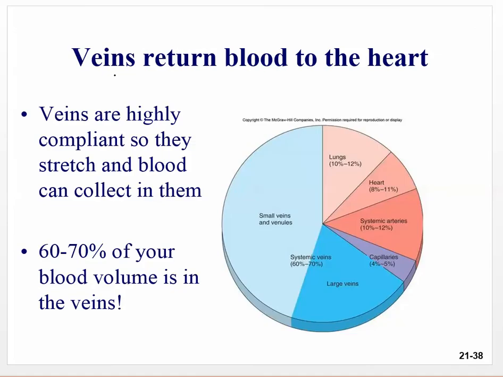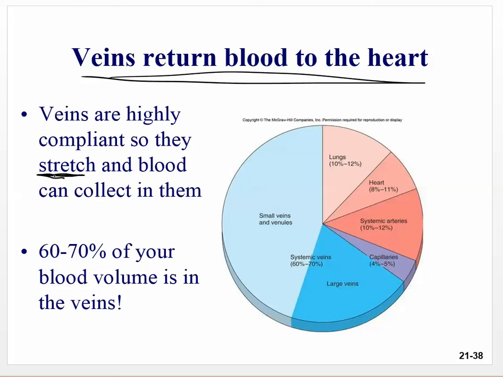Okay, veins return blood to the heart. We've already talked a little bit about veins. They're very compliant. Compliance just means that you do what you're supposed to do. If we're telling a vein, hey, stretch, then they are compliant and they stretch. So in the case of cardiovascular, when we say that a vessel is compliant, that means it is able to stretch. Now, we're not talking about elasticity. We're not talking about its ability to return to its original size. We're just saying how easy it is for you to stretch.